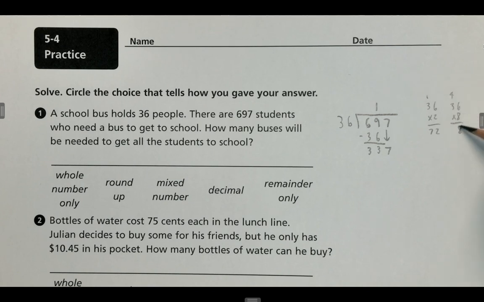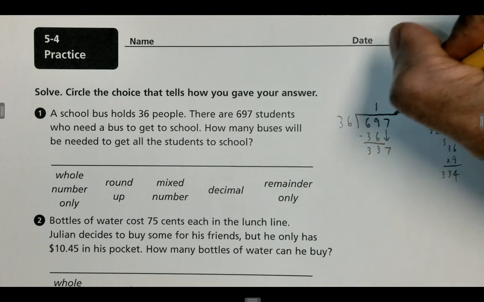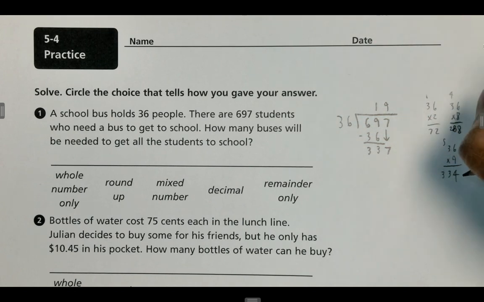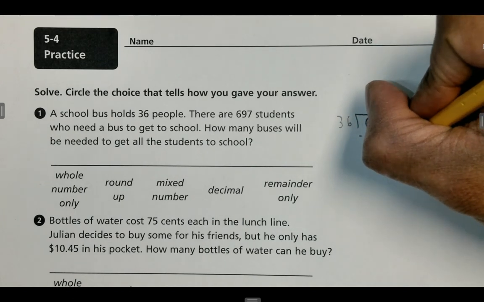8 times 6 is 48. 8 comes down, 4 gets carried. 8 times 3 is 24, plus the 4 is 28. And that is very close. Let's test out 36 times 9 to see if we can get closer. 9 times 6 is 54. 4 comes down, 5 gets carried. 9 times 3 is 27, plus the 5 is 33. Very close. So we'll put a 9 up here. We saw that 36 multiplied by 9 is 334.